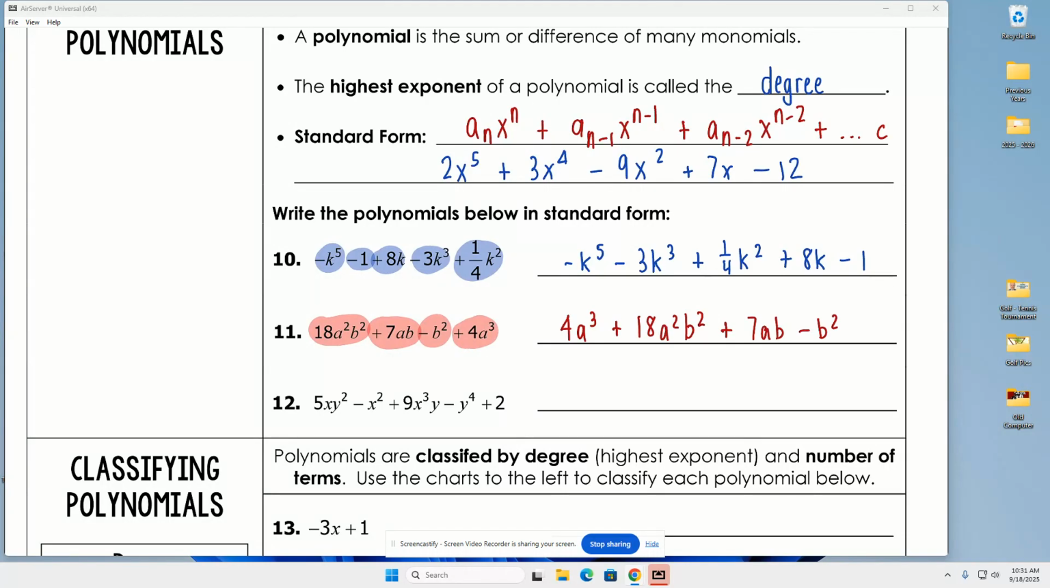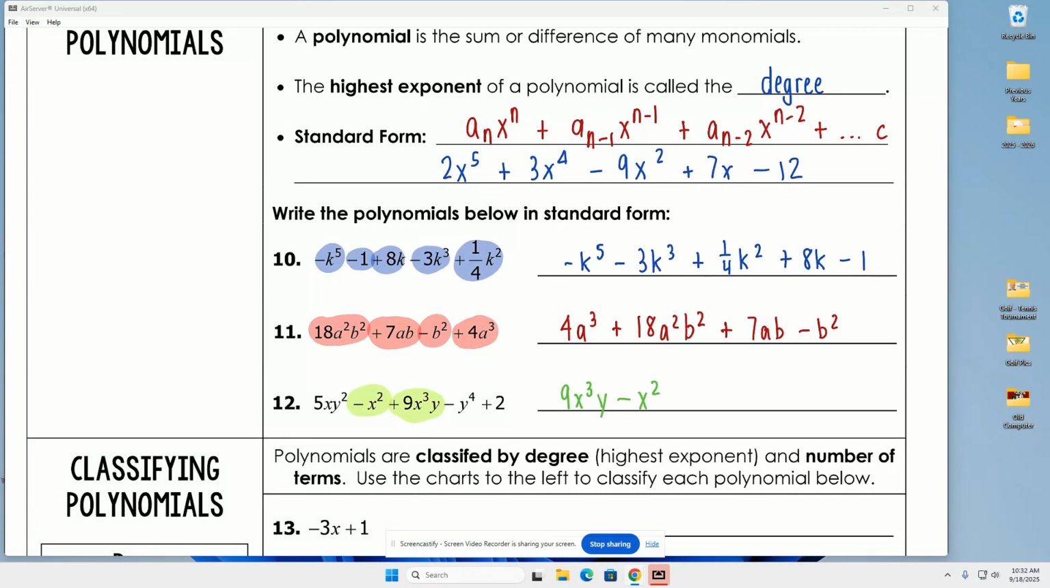We have X and Y, don't we? So alphabetically, which one's first? Which one has the biggest X exponent? 9x cubed y, correct? So we're going to start with 9x cubed y. And we're going to watch those x's diminish. Do we have an x squared anywhere? Yep, we got minus x squared.